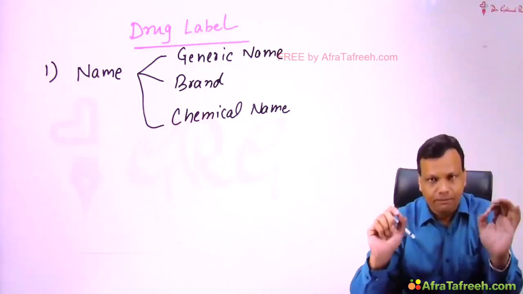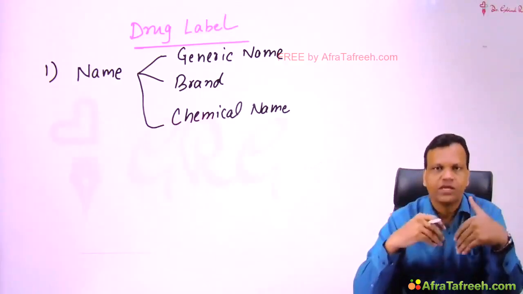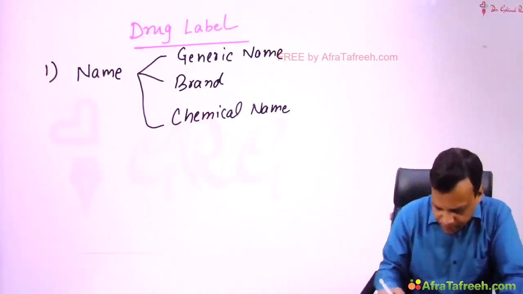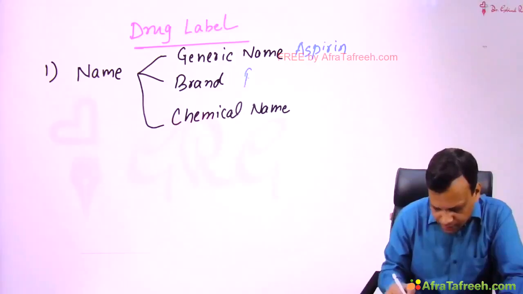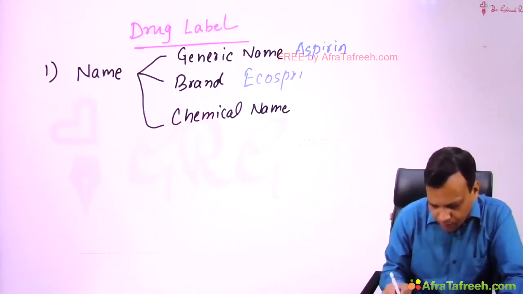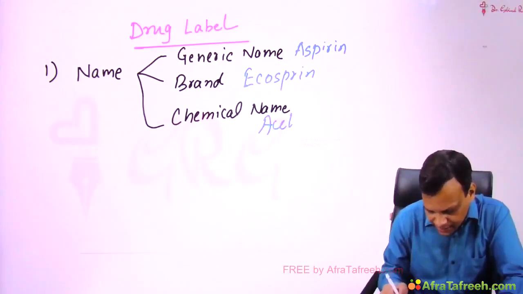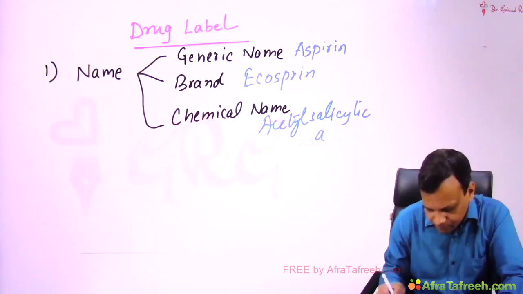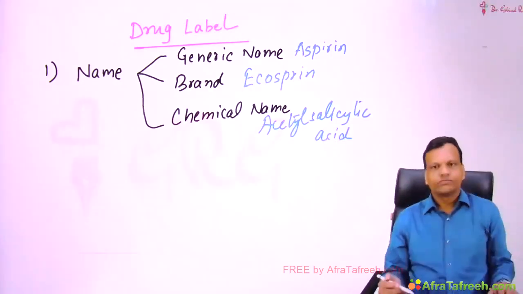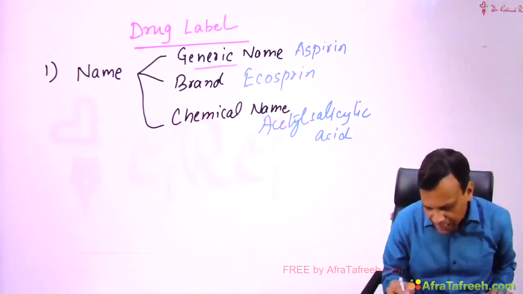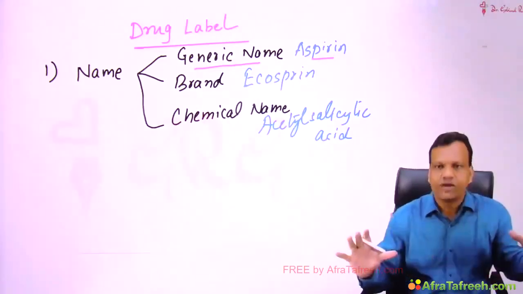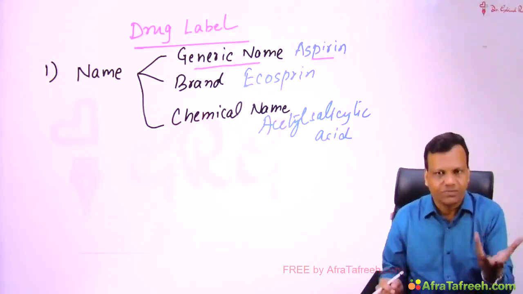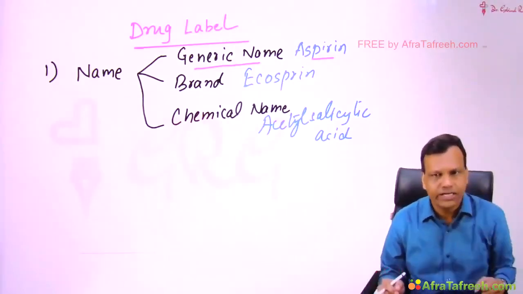We'll write an example. You can easily find out what is the meaning of these. Like aspirin, ecosprin, and acetyl salicylic acid. Generic name means the actual name of that drug. Whatever drugs we study in pharmacology, they are all generic names. Aspirin, morphine, atropine, all these are generic names.